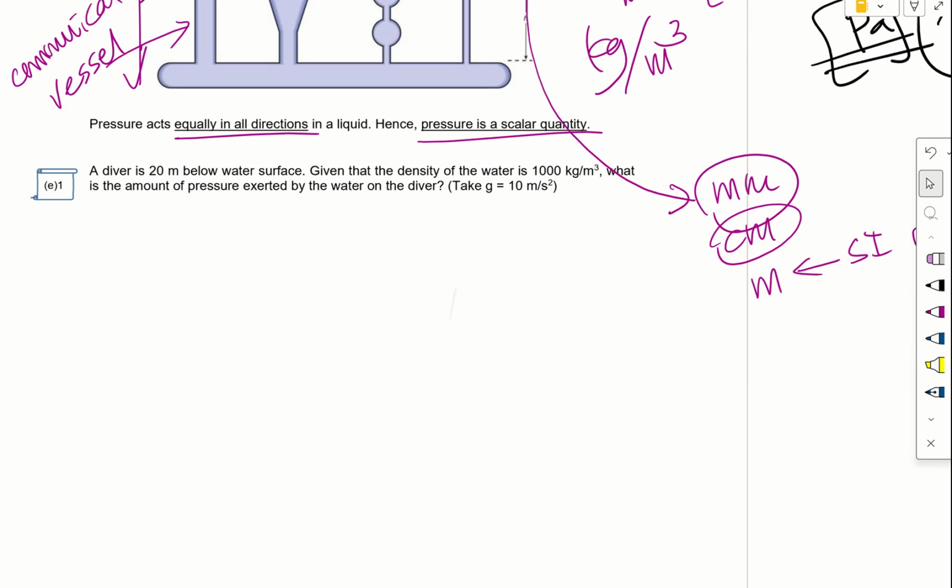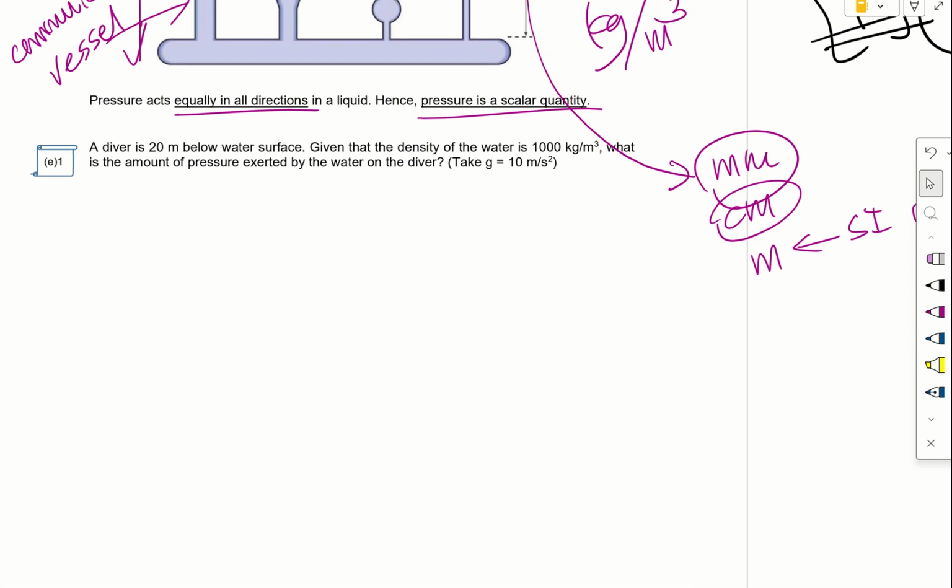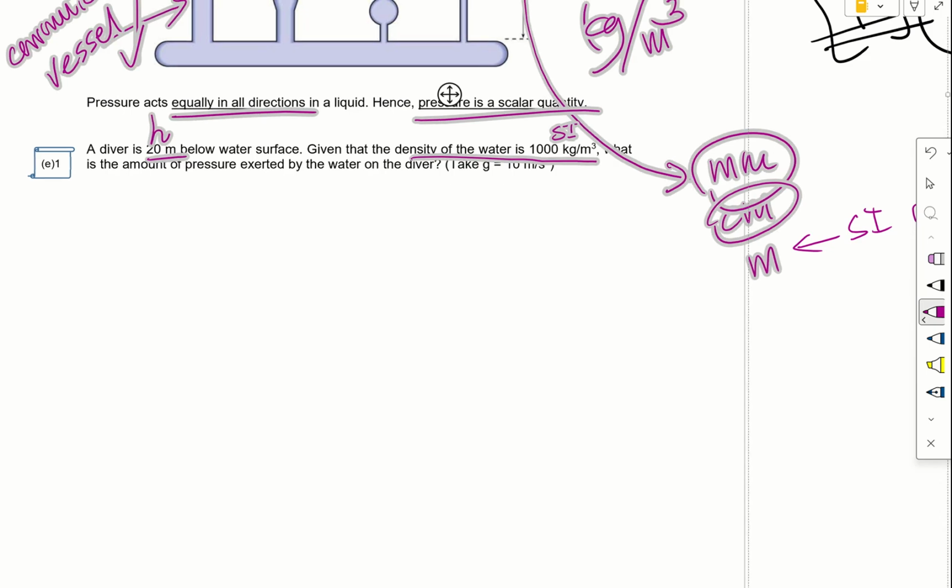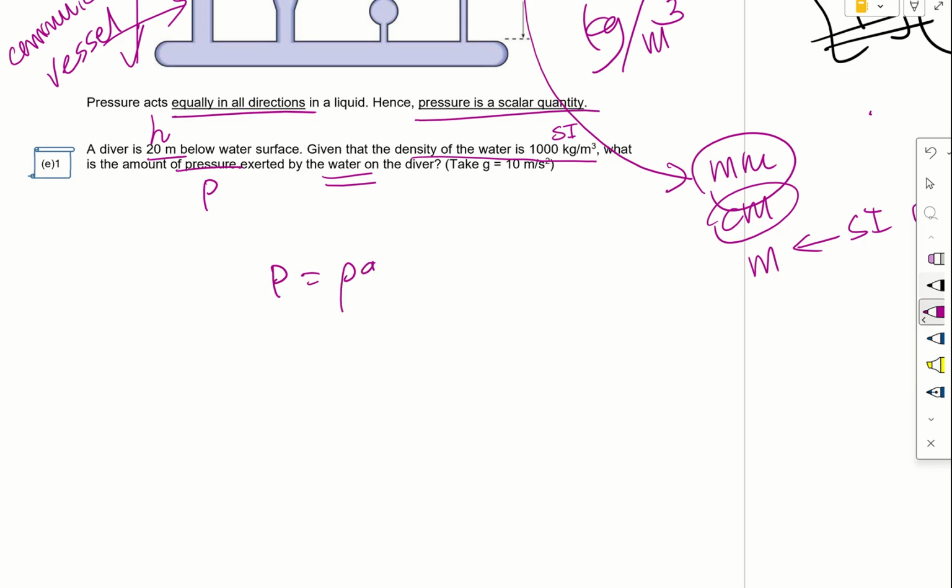So let us try applying the formula. A diver is 20 meters below the water surface, so I can call it the height of water above the diver. Given that the density of the water is 1000 kg per meter cube, this is in SI unit, so we don't need to convert. 20 meters is also SI unit, so we do not need to convert. They want us to calculate the pressure P exerted by the water on the diver. So pressure equals rho g h.